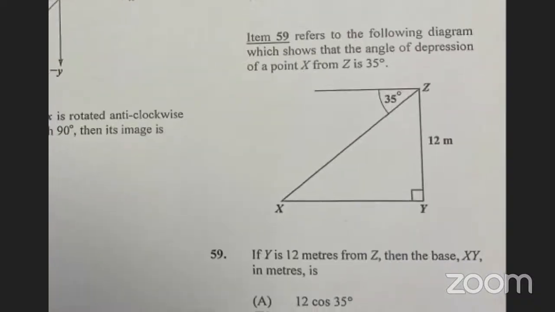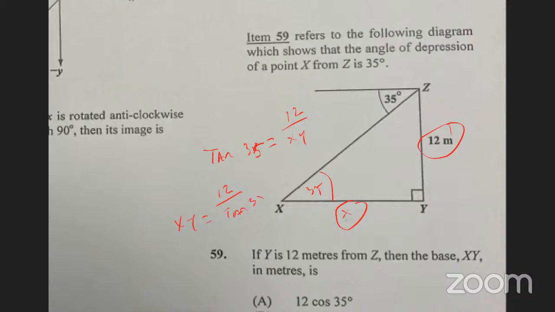Right, next one. Here's 35, so here's 35, right? Y is 12 from Z. Then XY is what? So you want to find here, right? You want to find XY. So you have opposite and you have adjacent. So that tan 35 is equal to opposite over XY. So XY is 12 over tan 35.